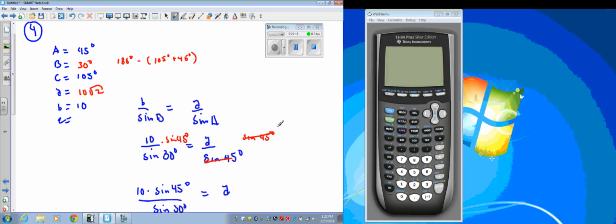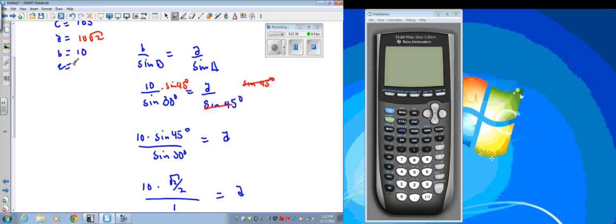What you have to do when you're thinking about this is sine of 45 is actually a number. It's not an unknown, it's a number. Sine of a certain angle is a number, so you can just treat it as a number. If you have a sine of x, then you've got a variable. Now I could calculate c if I wanted to, right? I would use the same ratio, b over sine b is equal to c over sine c. And I could find that, right? I'm not going to do it, I'll leave you to do it.